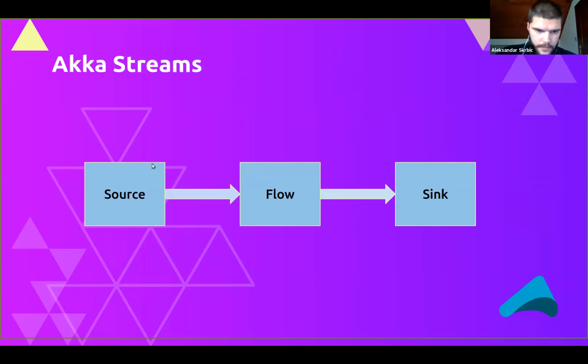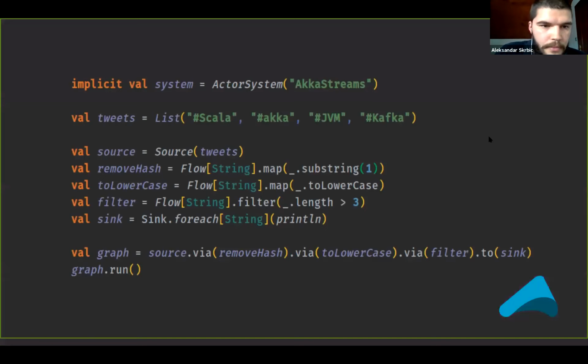Source is just a component that has only output. It can have one or more outputs. Flow is a component that has input and output, or multiple of those. And basically the flows are those steps where we're transforming our stream elements. And the sink is an element that can have one or more inputs, and it's just a termination point of our stream.